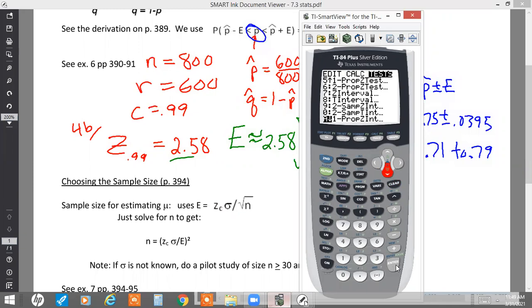All right, we'll select that. On your graphing calculator, they have X. In our textbook, they use R. There are other textbooks where they actually use X, but R is the number of successes. So that for us is 600. Sample size, 800. Confidence level for this one, we want 0.99. And we'll calculate.